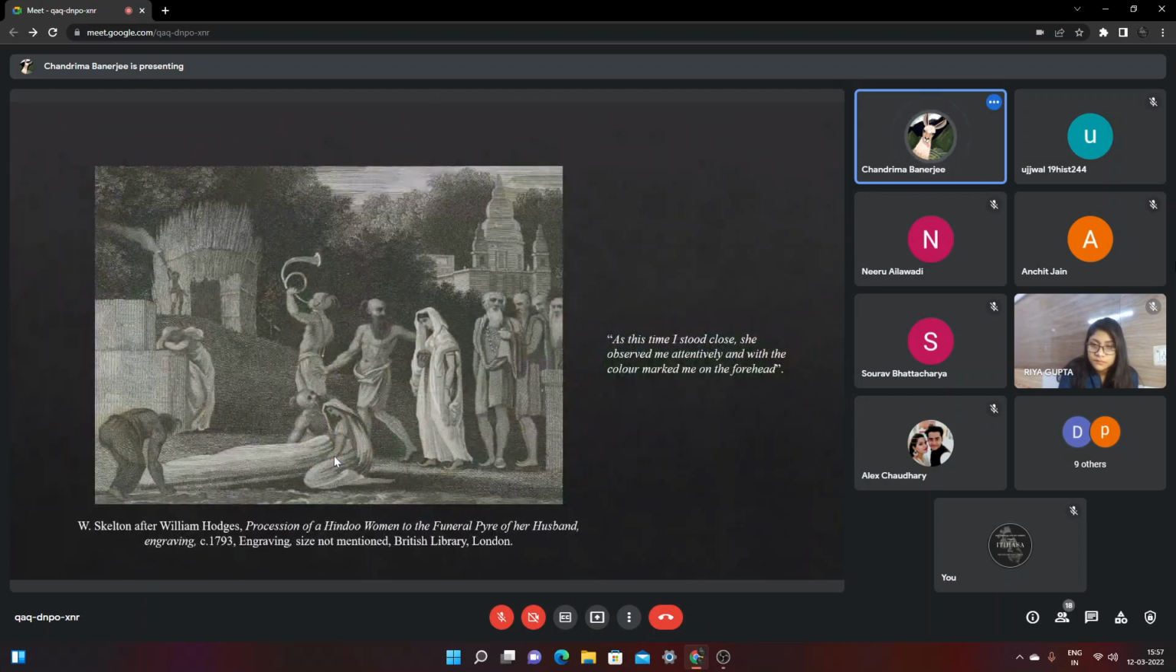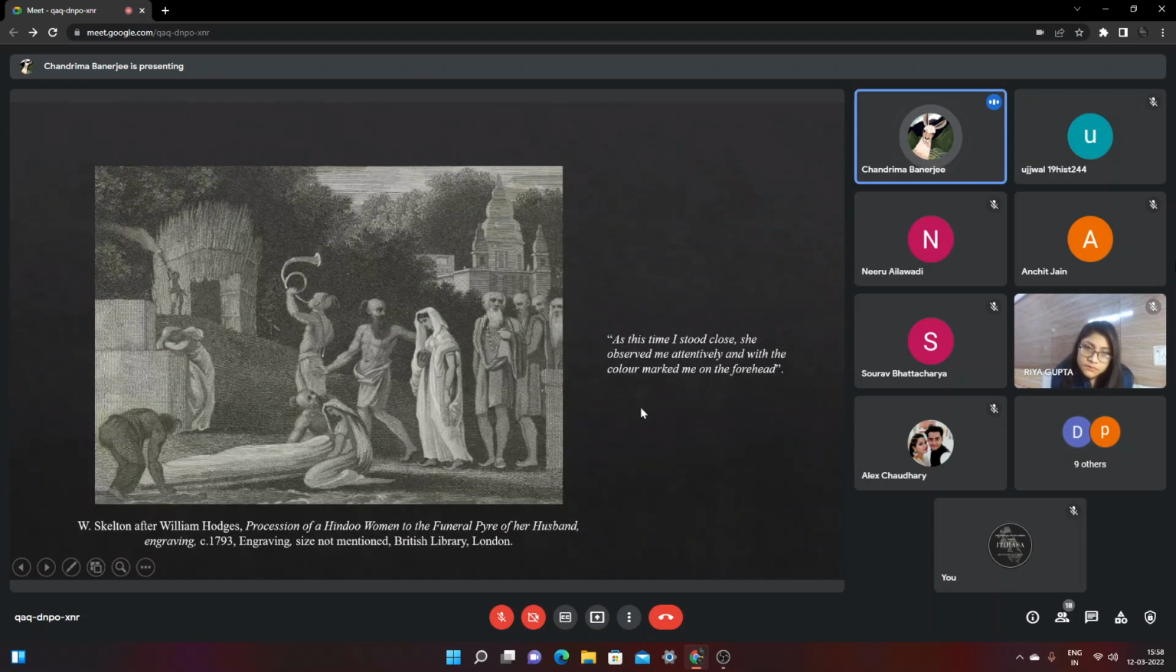Next, Sati has been documented by a lot of English painters, namely James Atkinson and Tilly Kettle. It was something which was frowned upon by the English and by people in general. So this is an important composition because, as I've mentioned here, as the time was close, she observed me attentively and with the color marked me on the forehead.